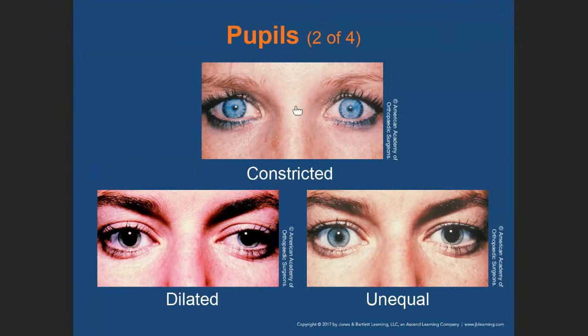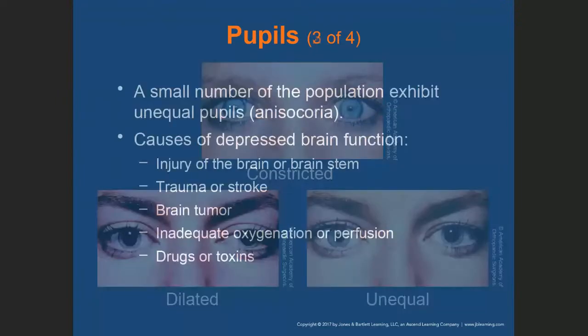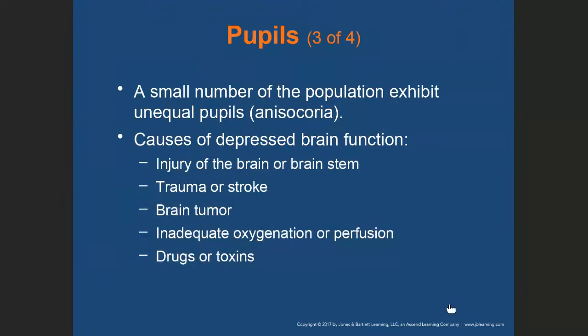Now with the dilated pupils, if they are fixed and dilated, it can be considered a sign of death. If the patient is still talking to you with the pupils looking like that, it can also be that they're wearing certain types of contact lenses, or it can be that the patient overdosed on barbiturates, which are seizure type meds. A small number of the population exhibit unequal pupils, which is anisocoria.